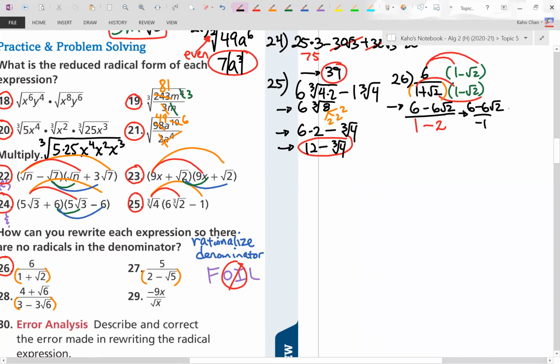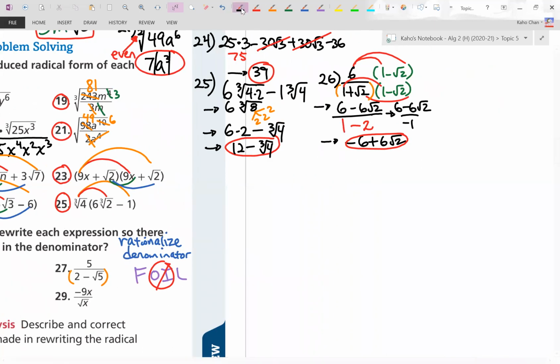I mean, you can leave the answer like that, or simply just apply the negative to the numerator, and your final answer will be negative 6 plus 6 root 2. That's a little nicer looking, and that's my answer right there, okay? Yay. 27's next. Let's do that one over here to the far right.